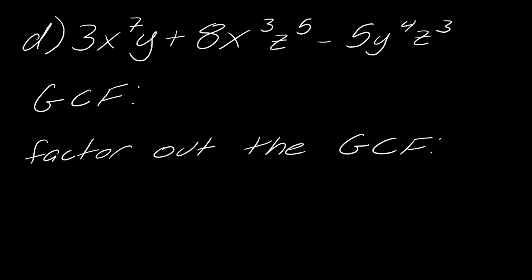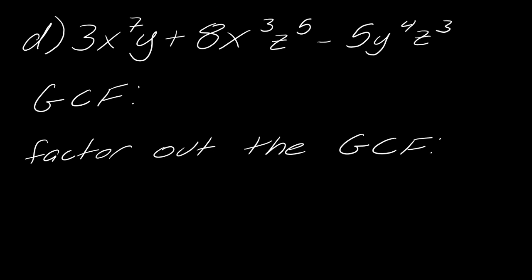Okay, so now for this last one. I highly recommend that you pause the video and just think about this for a second and then hit play when you're ready. So I've got 3x to the 7th y plus 8x cubed z to the 5th minus 5y to the 4th z to the 3rd. If you pause the video, you probably notice that no number actually divides all of these, and also there's no common variable or letter between all of these.